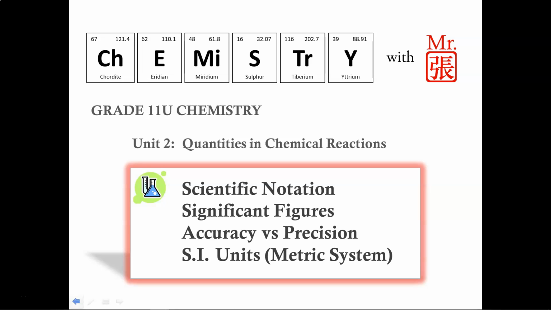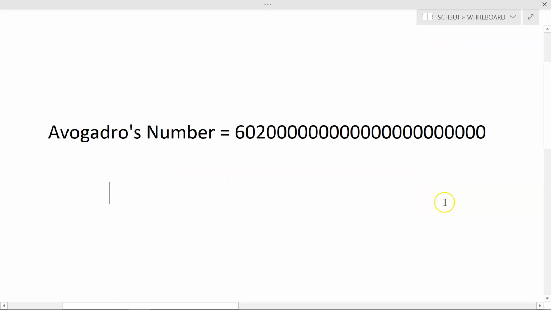In this video tutorial, we will be discussing some of the quantitative conventions that we use in chemistry. This includes scientific notation, significant figures, accuracy versus precision, and SI units, also known as the metric system. First, let's do a review of scientific notation.